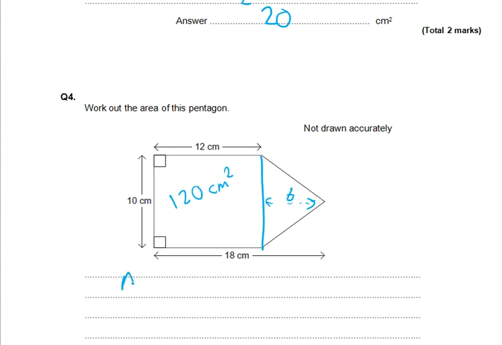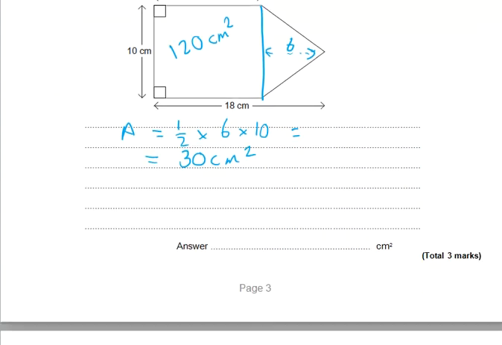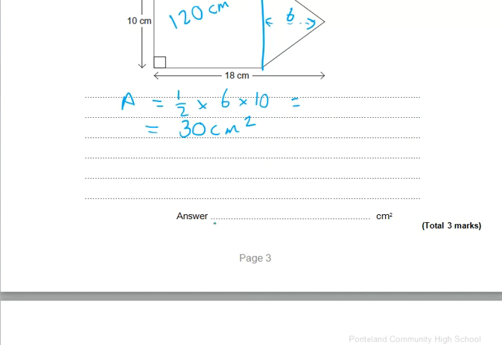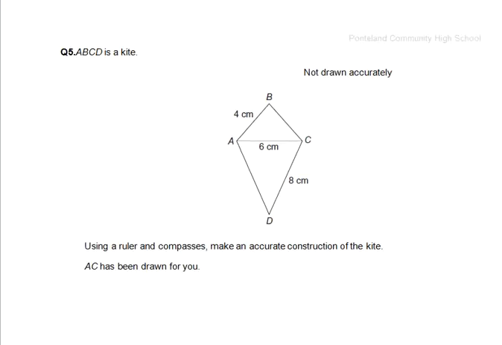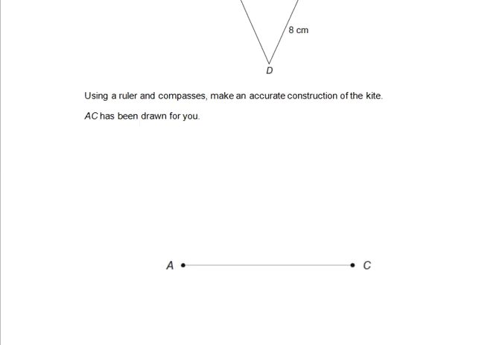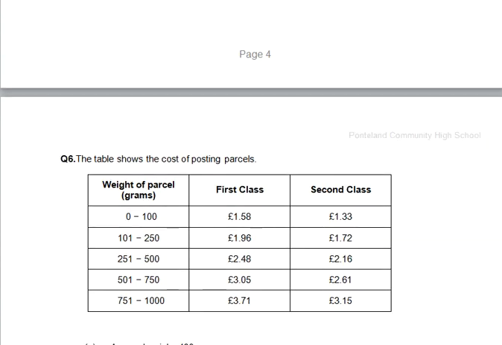So the area of the triangle is equal to a half times 6 times 10, which ends up equaling 30 centimeters squared, which means that the total area is going to be them added together. So we end up getting 150. I'll show you that in a different video for the construction.